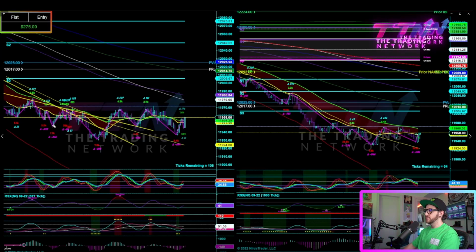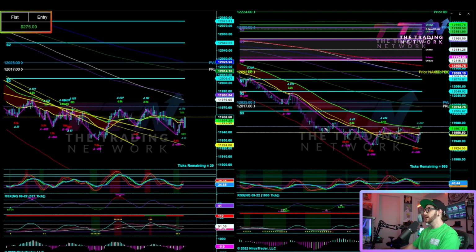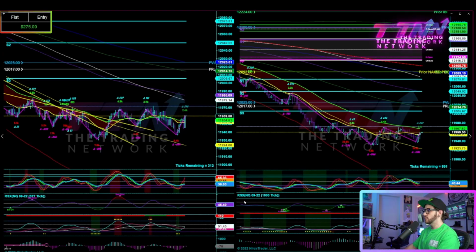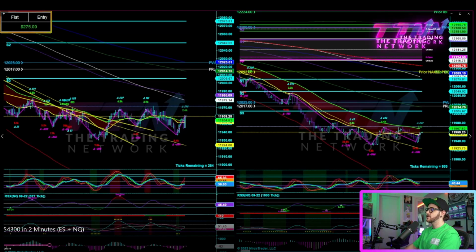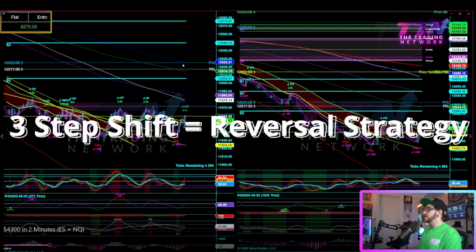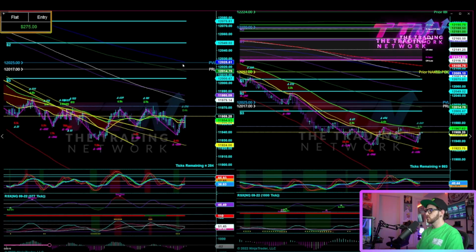So first and foremost, you can see that I am looking at entering on a higher low after divergence. Now, this setup is what I like to refer to as a three-step shift. A three-step shift can be seen as similar to a head and shoulders or an inverse head and shoulders, based on whatever side or direction of the market you're looking at.